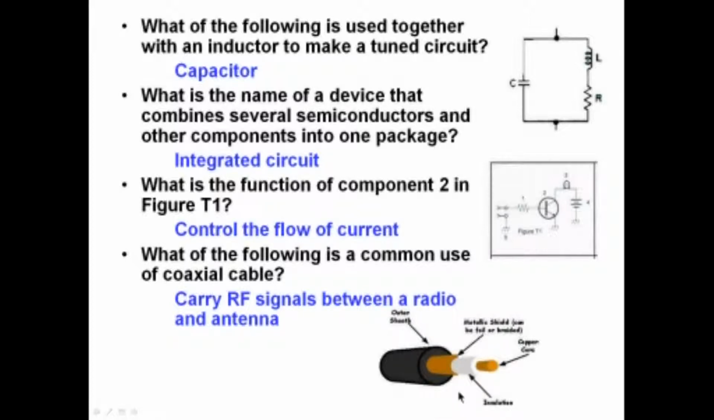It's called coaxial because the two conductors share the same axis. The same center axis of the cable is shared by both this and by the shield that's around the outside of it. Coaxial cable. Okay? And we'll be dealing with some more things about coaxial cable in later lessons.